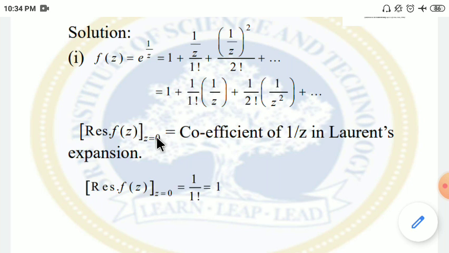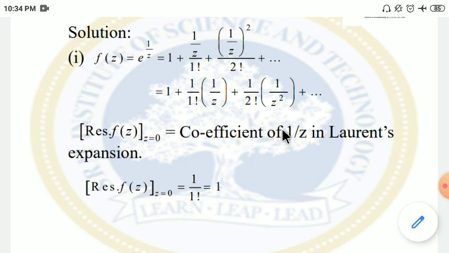Generally, here there is no denominator, so we can't apply the formula limit z tends to a of z minus a into f of z. But at that time we can express the given f of z as a Laurent series expansion, and the residue is nothing but the coefficient of 1 by z in the Laurent series expansion. So here the answer is 1.